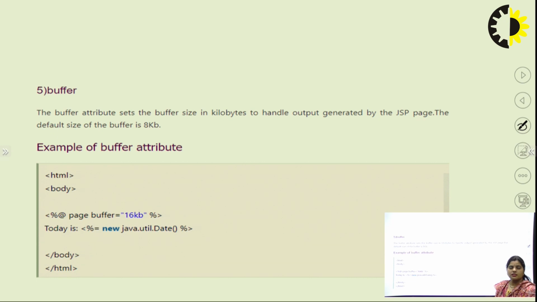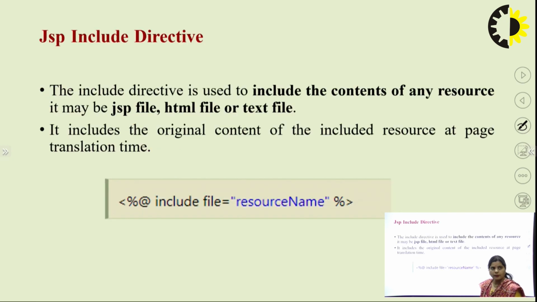The buffer attribute sets the buffer size in kilobytes to handle the output generated by the JSP page, and the default size of the buffer is 8 KB only. Here the syntax is written: page buffer size is 16 KB. By default the size is 8 KB, but we can set the buffer size in kilobytes to handle the output as per your requirement.